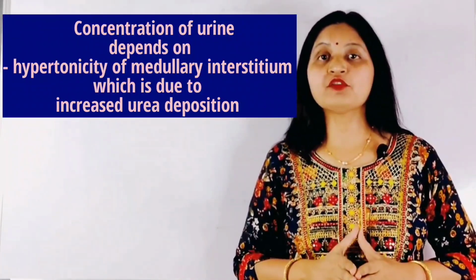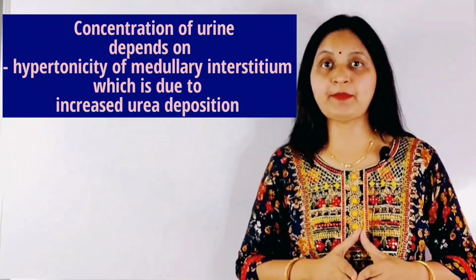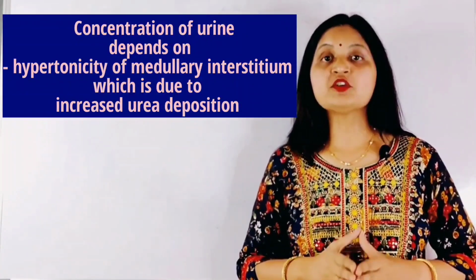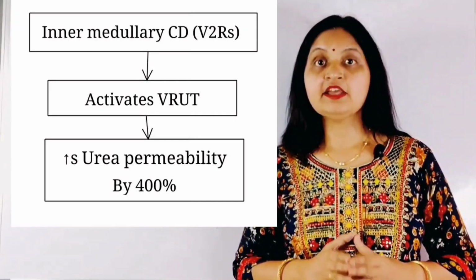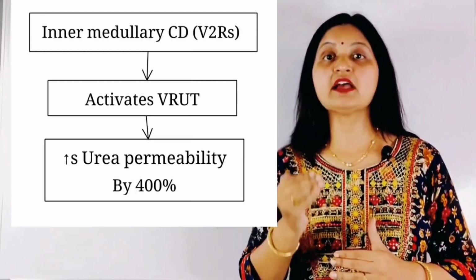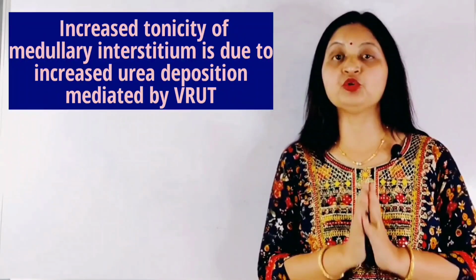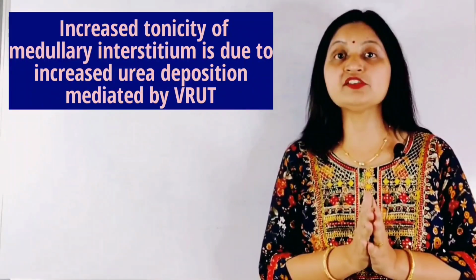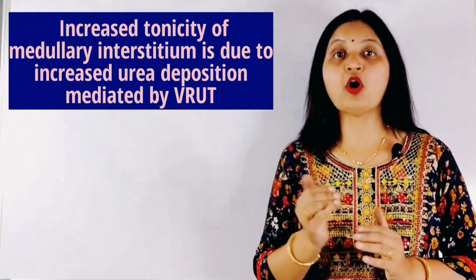Secondly, it is known that concentration of urine depends on hypertonicity of the medullary interstitium, and hypertonicity of the medullary interstitium depends on increased urea deposition. Vasopressin receptors, particularly V2 receptors that are expressed in the terminal portion of the medullary collecting duct, stimulate the vasopressin regulated urea transporter that causes increased accumulation of urea in the medullary interstitium. This increases the tonicity in the medullary interstitium. So increased tonicity of the medullary interstitium due to increased urea deposition, which in turn is due to increased stimulation of the VRUT, that is vasopressin regulated urea transporter, helps in concentrating urine and the antidiuretic effects of vasopressin.